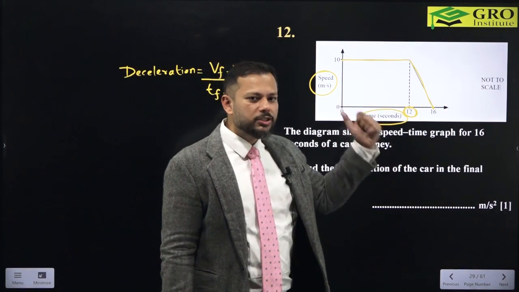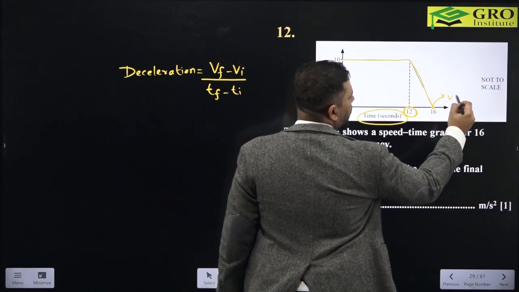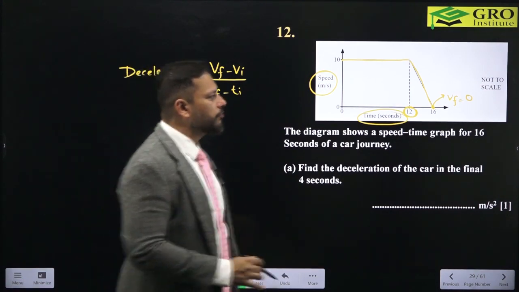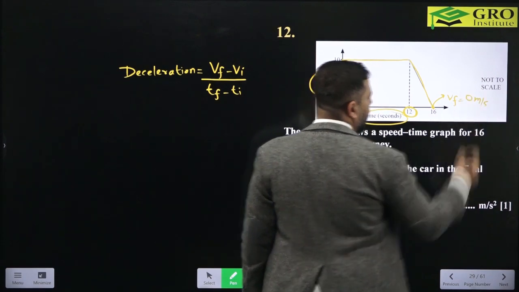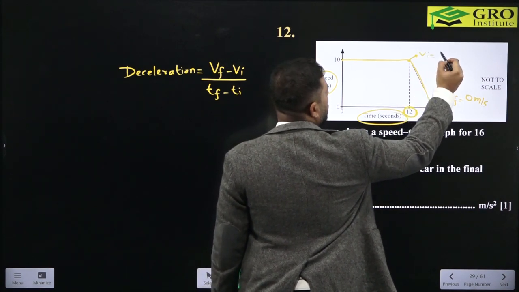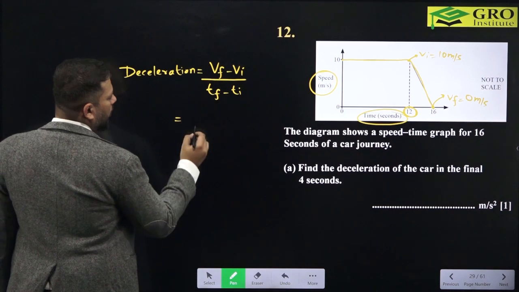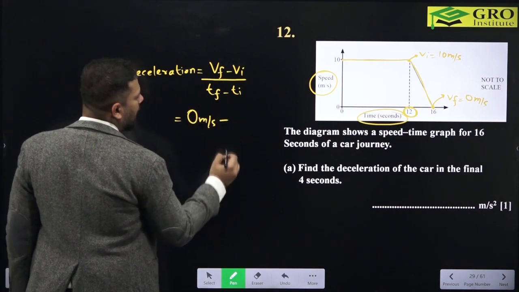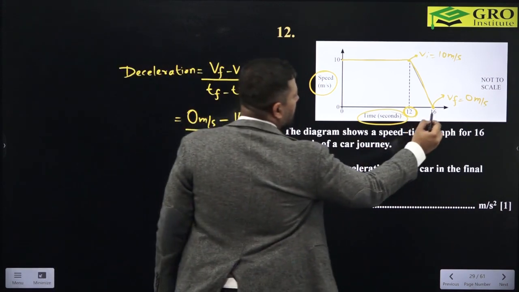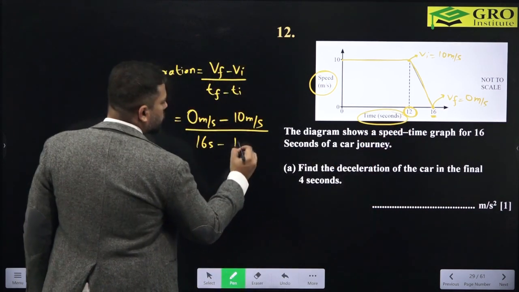So what is the final velocity? If I talk about the velocity or speed at the 16th second, v final is equal to zero because the car has stopped completely. It is not moving. So v final is 0 meters per second. And at the 12th second, the initial velocity was 10 meters per second. Substituting the values, v final is 0 meters per second minus v initial, 10 meters per second, and t final is 16 seconds minus t initial, 12 seconds.